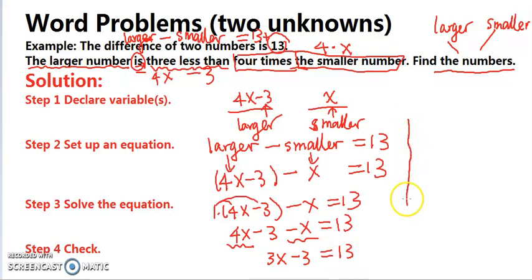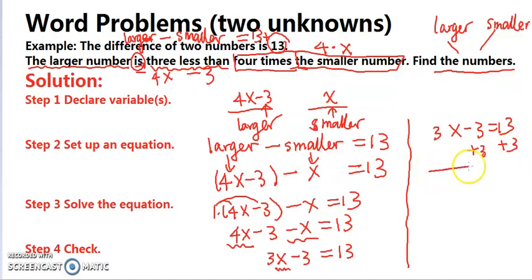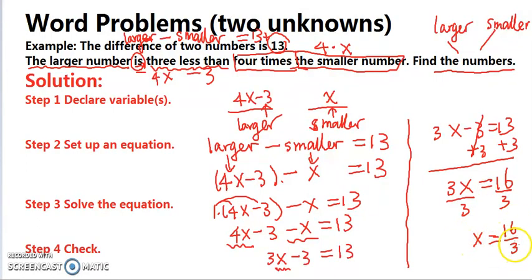And next we try to get the letter x by itself. In order to do that, we have to get rid of the -3 by adding. Let's copy the problem one more time here. We're going to add 3, doing opposite operations to cancel that -3, to get 16. And now we can divide both sides by 3. x equals 16 over 3. So the answer actually is a fraction.